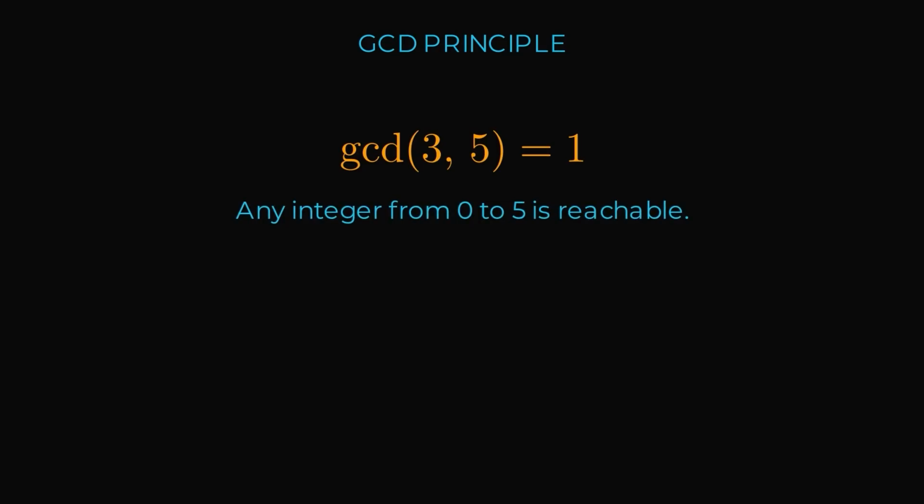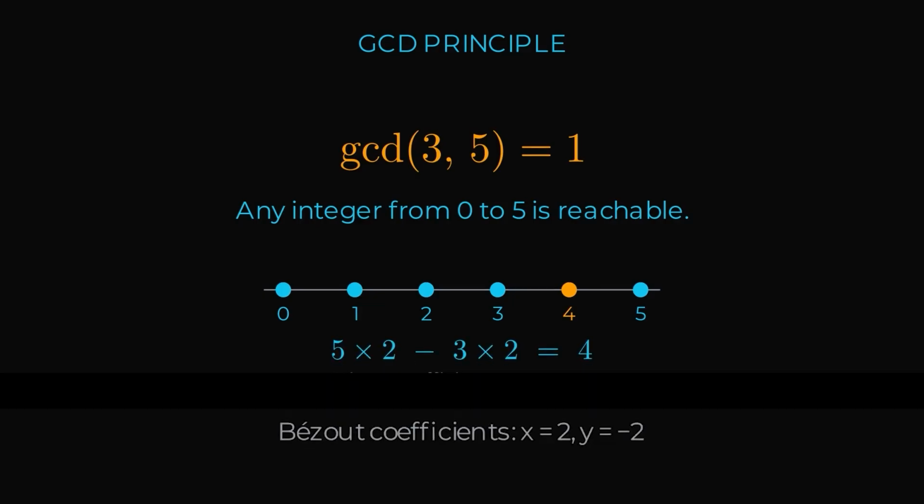Here is why this puzzle has a solution, and why that is not obvious. When you have 2 containers of sizes A and B, the quantities you can measure are precisely the multiples of their greatest common divisor. For 3 and 5, that GCD is 1, which means every integer from 0 to 5 is reachable, including 4. The 6 steps we just used are not arbitrary. They are the Bézout coefficients for 3 and 5 in disguise. 5 times 2 minus 3 times 2 equals 4.